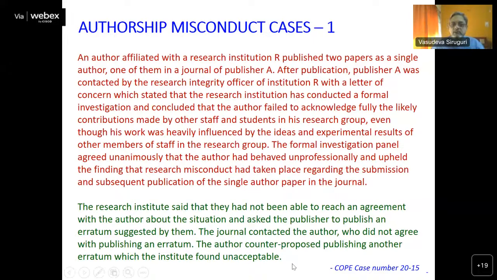Then the journal contacted the author, and that fellow does not agree with the publishing of that erratum. Instead, he says, no, no, no, I will give another erratum, you publish this one. But that was not acceptable to the institute. So what do you do?